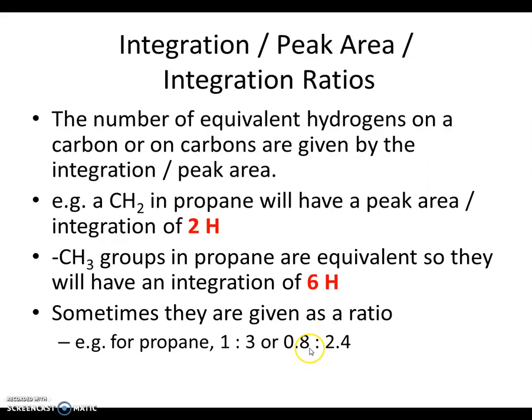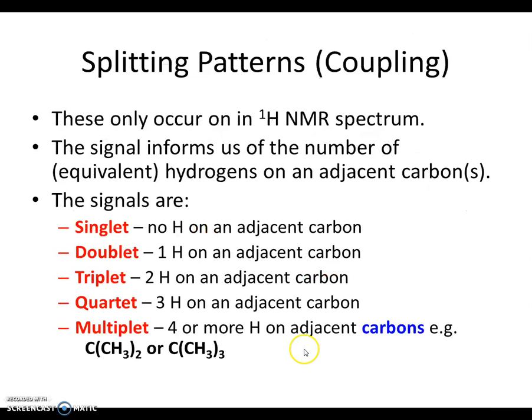And at that point you've got to use a bit of your chemical nous to come up with the actual number of hydrogens. Usually you'll be given a molecular formula if you're given a ratio. Next, the splitting patterns. Now this is the bit that caused the most consternation, the most confusion, because this doesn't tell us the information about the particular hydrogen or hydrogens which give rise to the signal. It tells us the information about the number of hydrogens on the adjacent carbon or adjacent carbons.